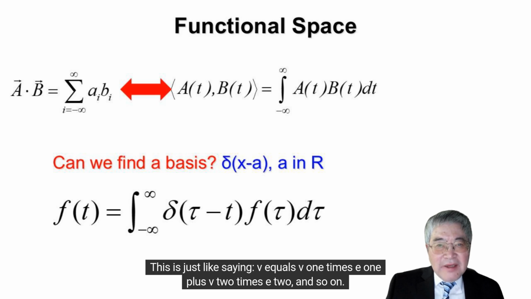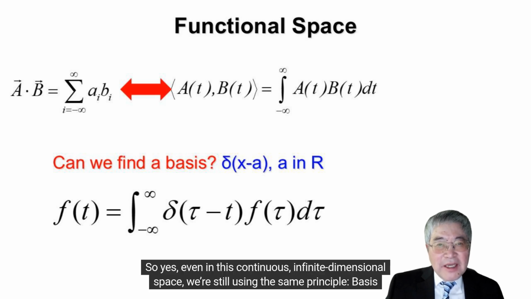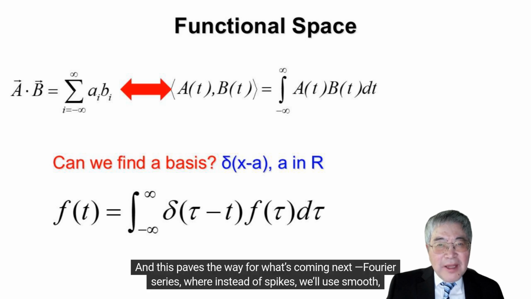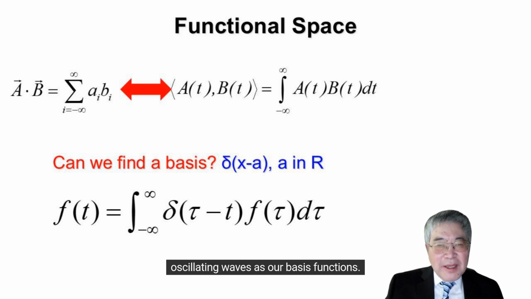This is just like saying v equals v1 times e1 plus v2 times e2, and so on. So yes, even in this continuous infinite dimensional space, we're still using the same principle. Basis functions times coefficients gives you the full object. And this paves the way for what's coming next, Fourier series, where instead of spikes, we'll use smooth oscillating waves as our basis functions.